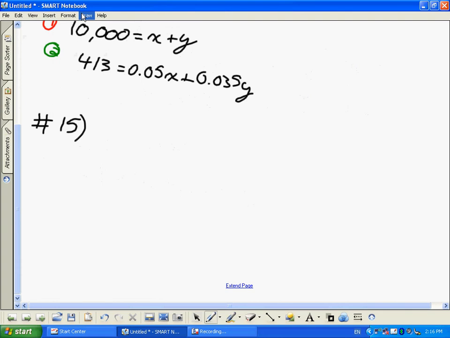Okay, question 15. A motorboat took 5 hours to travel a distance of 60 kilometers up a river against the current. The return trip took 3 hours, obviously with the current. Find the average speed of the boat in still water and the speed of the current. The speed of a boat in still water is going to be average speed, okay?